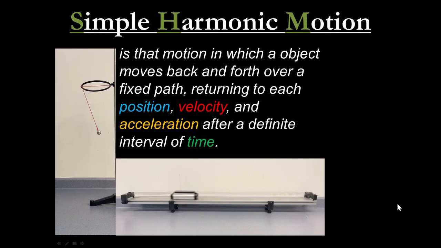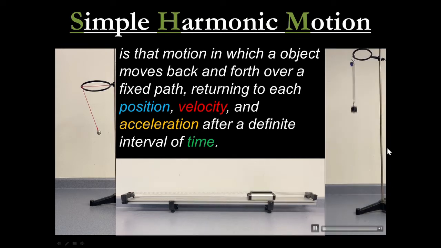You could have a cart moving back and forth between two springs on a track like this, and that's simple harmonic motion. Or you could have a mass bobbing up and down on a spring, and it's just repeating itself over and over, returning to the same position, the same velocity, and the same acceleration after a definite interval of time.